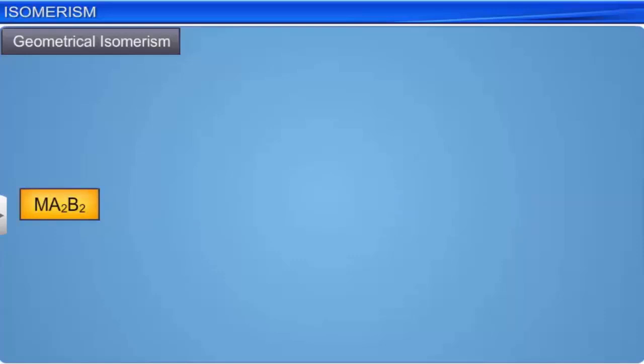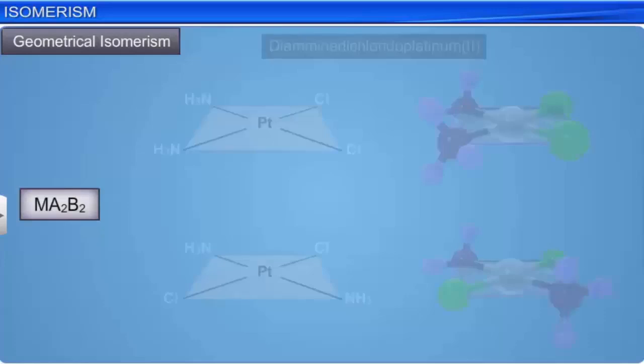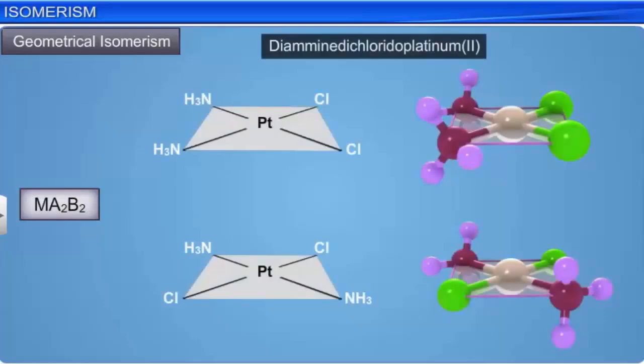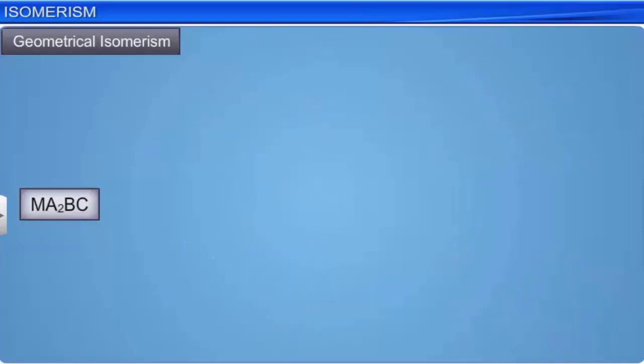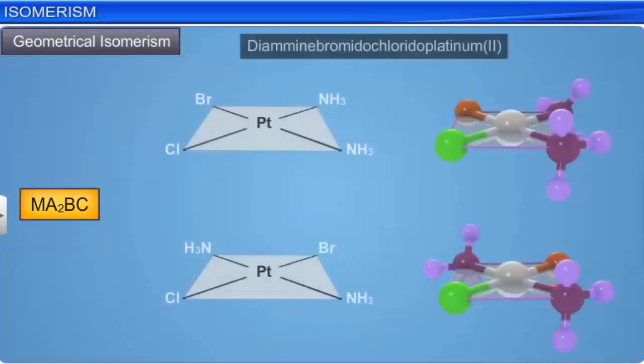The best example of this type is diamine dichloridoplatinum(II). Both cis and trans isomers of this complex are shown here. The second complex is of the type Ma2bc. Diamine bromidochloridoplatinum(II) is an example of this type of complex.